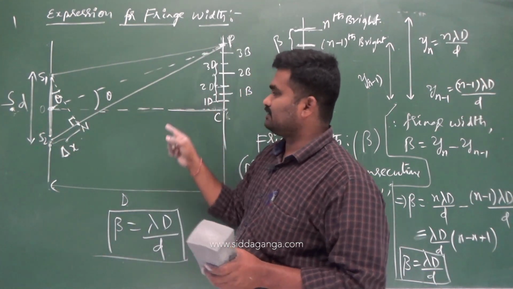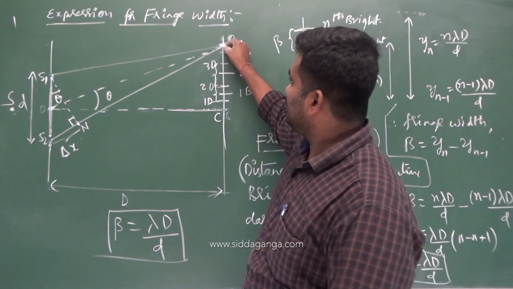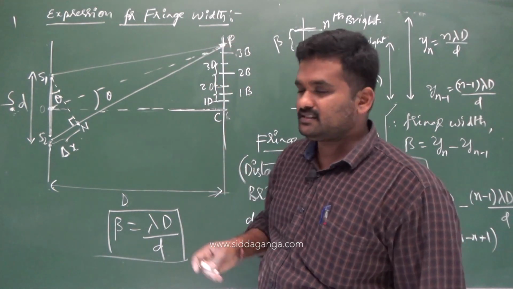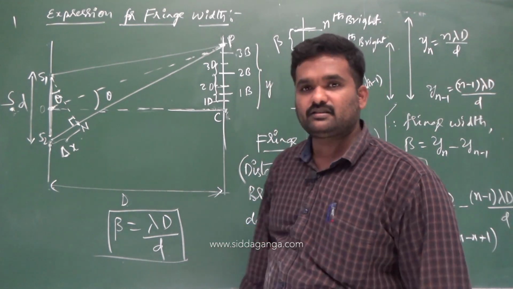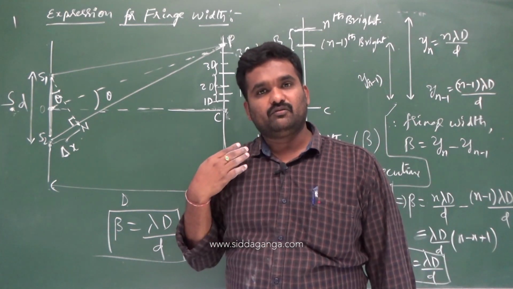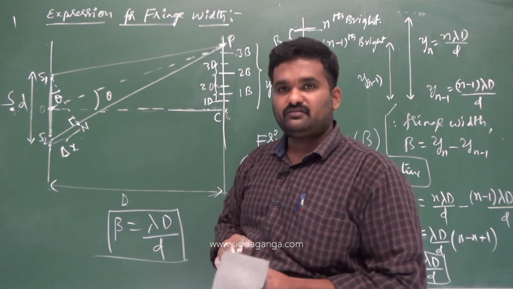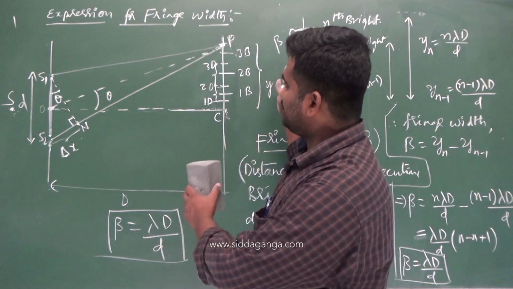So by taking all these, after that you have to consider, let P be a point on the screen which is at a distance of y from the central fringe. You have to mention it in this way whenever you are going to go for a derivation. So this basic information is necessary.